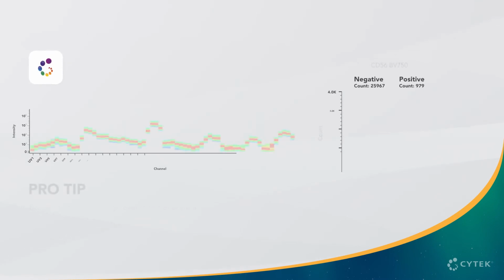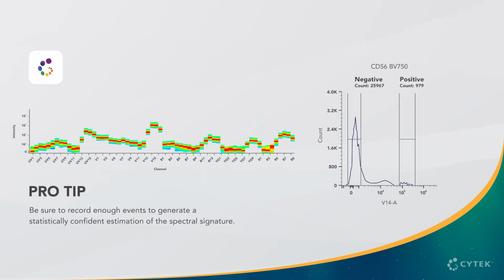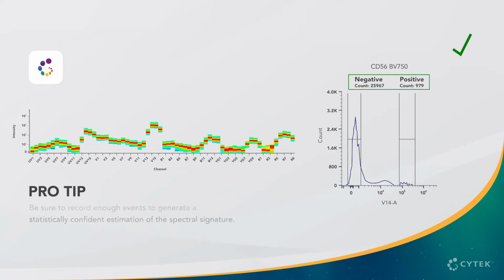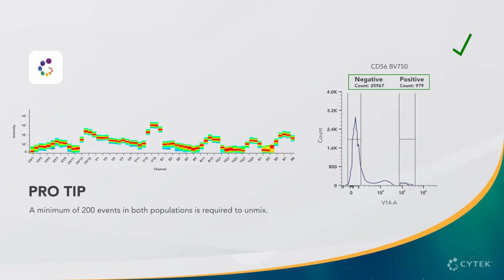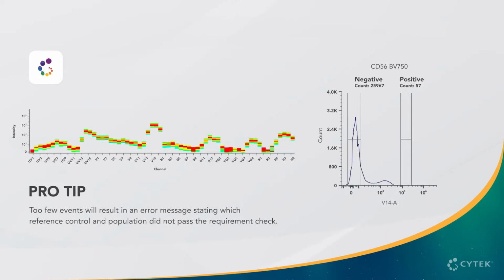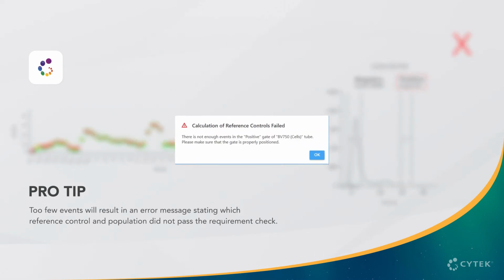For each reference control, you need to record enough events to generate a statistically confident estimation of the spectral signature. In SpectroFlow, visual feedback from the spectral plot can help inform if enough events of each population have been recorded. A minimum number of 200 events in both the positive and negative populations is required to calculate unmixing. If you attempt to unmix with too few events in the gate, the SpectroFlow software will display an error message indicating which control and population did not have enough.